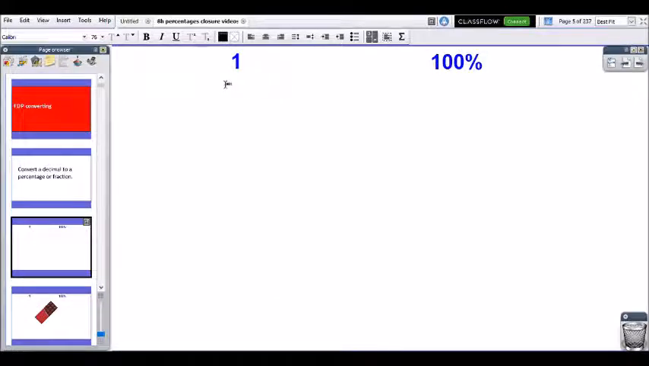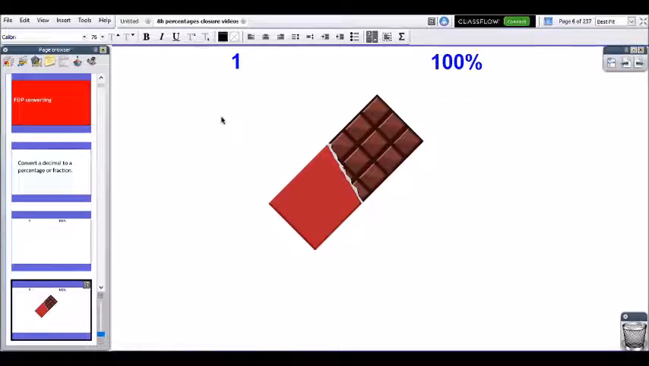So if I have the number 1, let's say this number 1 represents one whole of something. So it might be a chocolate bar, something like that. If I have one whole chocolate bar, are we happy that we have 100% of that chocolate bar? Okay, so the number 1 represents 100%. 1 stands for one whole, 100% represents one whole.